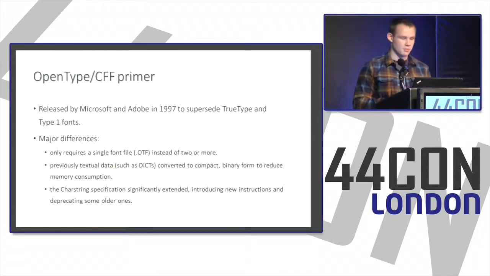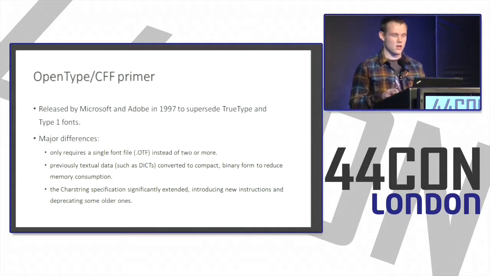So when it comes to OpenType, it was released by Microsoft and Adobe in 1997 to supersede TrueType and Type 1 fonts and create a format that basically combined all of the good features of the 2 formats. And the major difference in comparison to Type 1 is that it only requires a single font file with the OTF extension, as you probably know. All of that previously textual data, so all of the dictionaries that you had in Type 1 fonts, were converted to a compact binary form so that the files would be smaller, and the Charstring specification was extended dramatically.